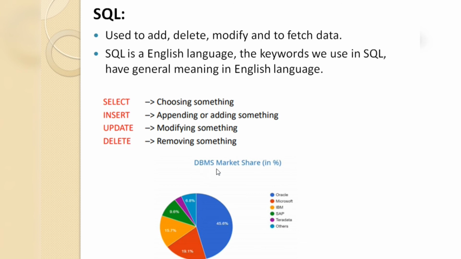You will be glad to know that in database market share, if we talk in percentage, Oracle has the largest percentage in DBMS, the database management system. In managing data, Oracle has the widest reach, and then comes Microsoft and so on. But Oracle is a very basic and very important language for you to know if you want to handle data.